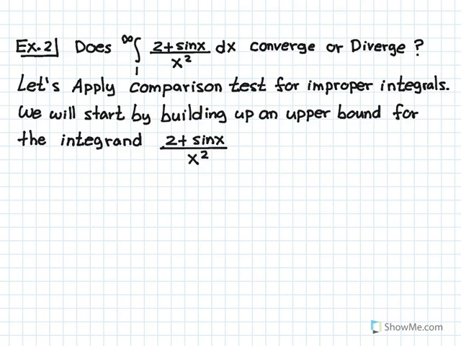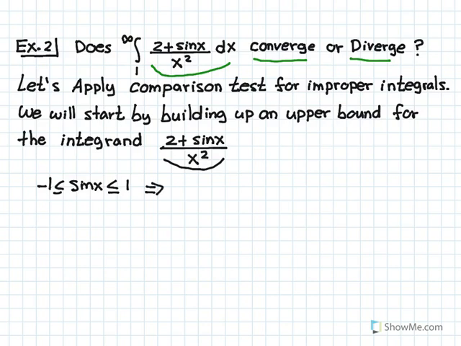Alright, let's look at another question. So here we have, does the integral from 1 to infinity of (2 plus sine x) divided by x squared dx converge or diverge? Let's apply the comparison test for improper integrals. We'll start by building up an upper bound for the integrand (2 plus sine x) over x squared. So let's start with sine x. We know that sine x is between 1 and -1.